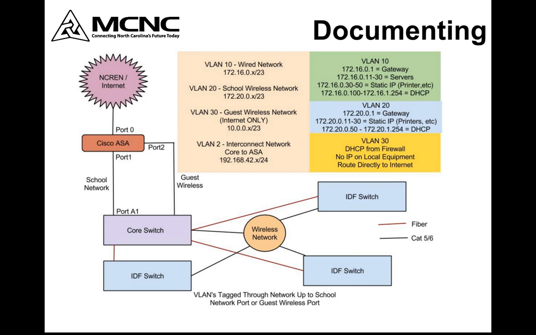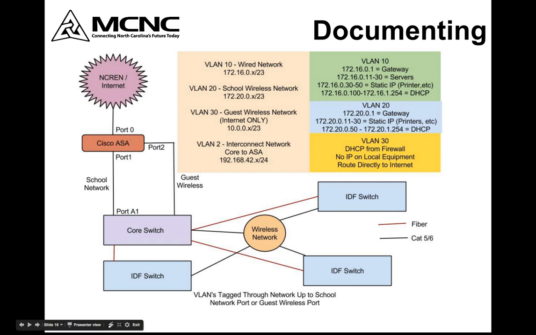Using a lot of different VLAN numbers, you can segment out, you can use the VLAN numbers that you want to make it work on your network. So we have our wired network, our school wireless network, our guest wireless network. Now, here we say that we only want to give them access to the internet. Well, are there ways to do that? Yes, there are. And then VLAN 2, our interconnect network between our core switch and our ASA. Now, the way that this is working, our core switch is a routable switch. So it's a layer 3 switch that can do routing for us.